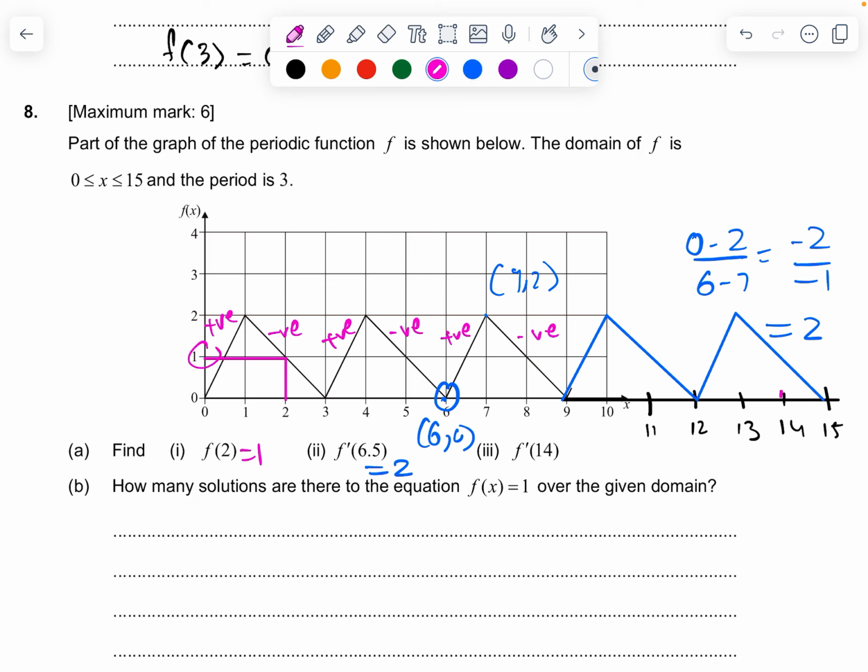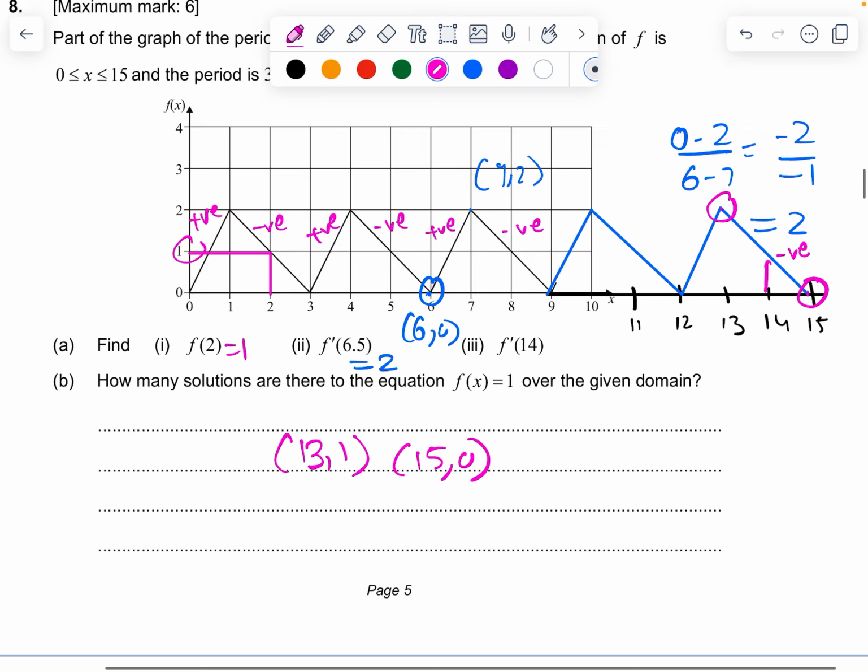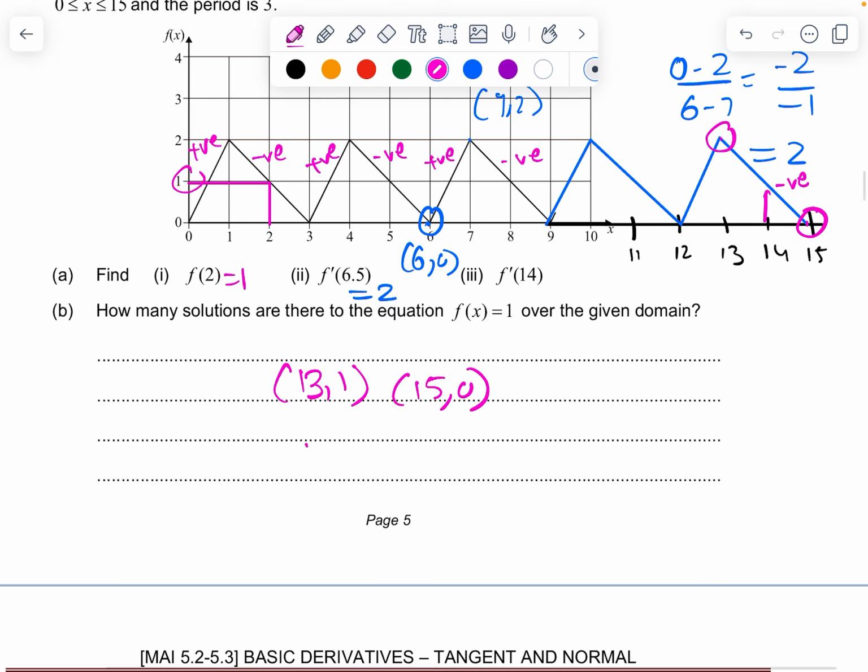Now f prime of 14. Where is 14? 14 is over here. It's a negative gradient between these 2 points. What are the points? This point is 13 comma 1 and 15 comma 0. So y2 minus y1 by x2 minus x1. So negative 1 by 2.